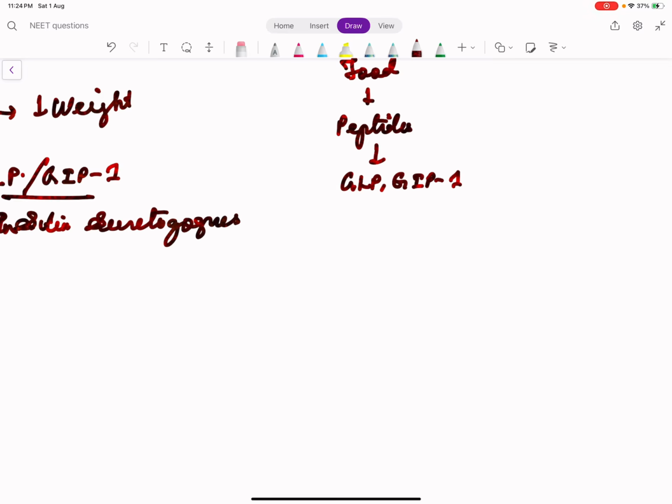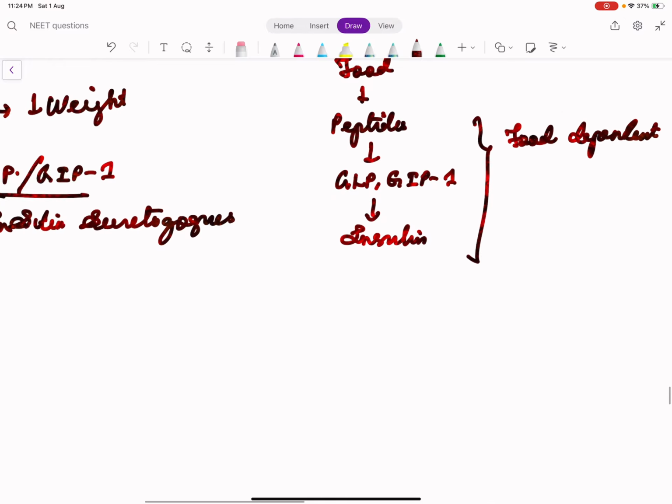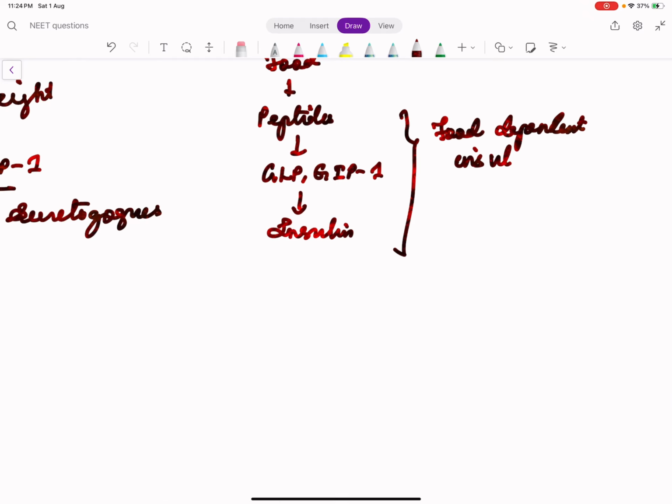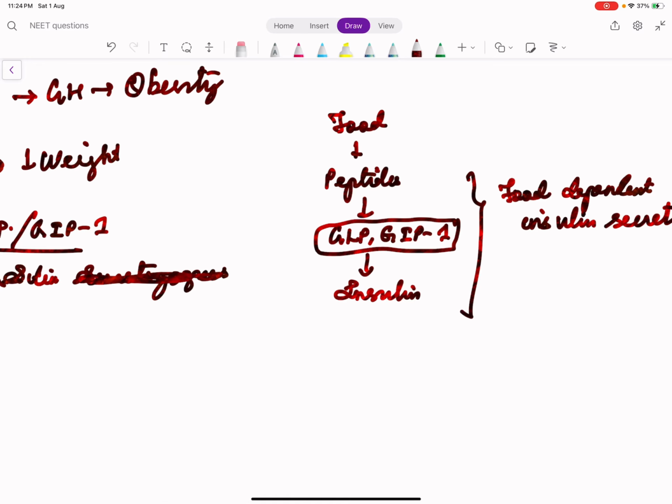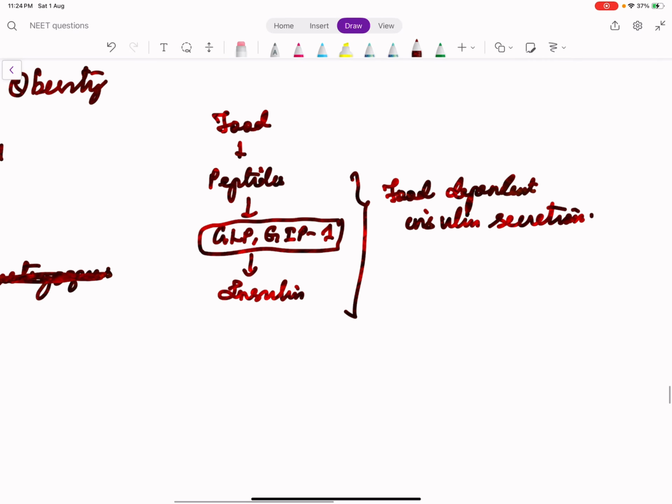This GLP-1 and GIP-1, they secrete insulin. So this process is called as food-dependent insulin secretion. That is, there is insulin secretion only when food is there. One of the pathogenic mechanisms of diabetes is incretin deficiency, right? So these are called as incretins. So these two are called as incretins.